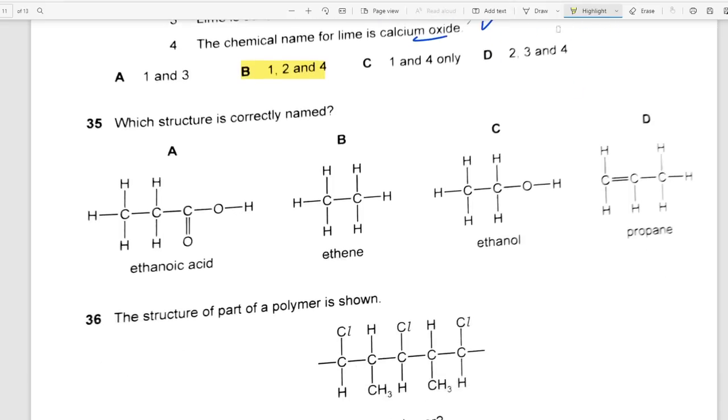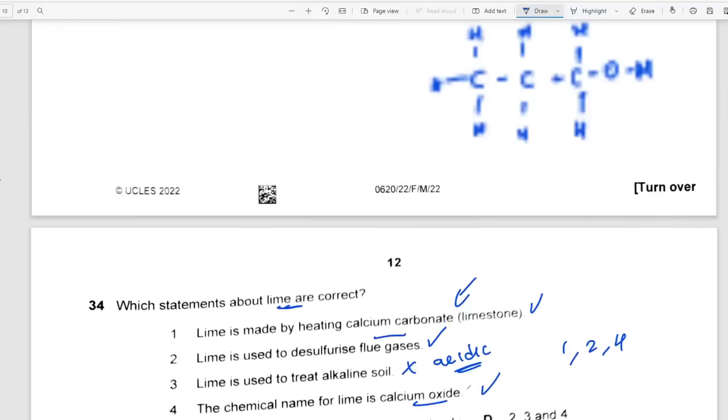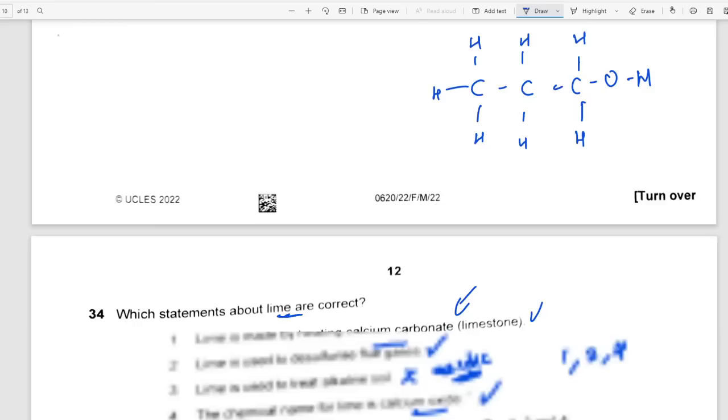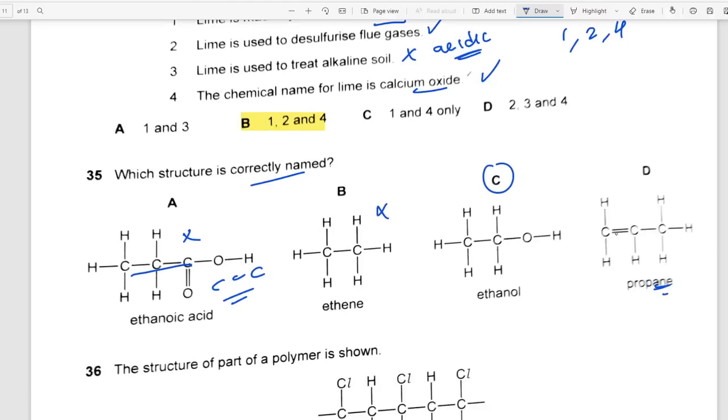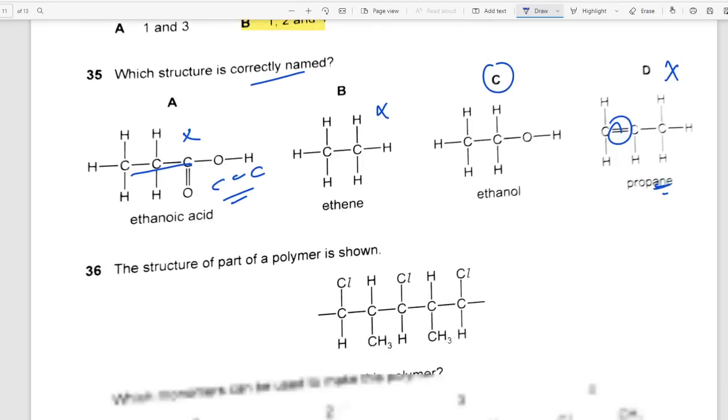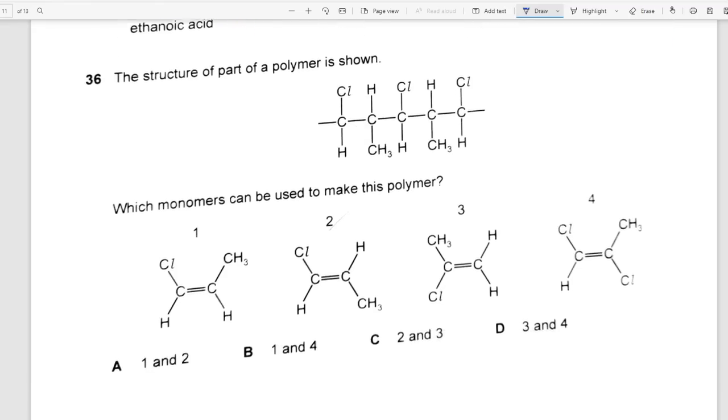Move on to the next question, number 35. It says, what structure is correctly named? Let's see, ethanoic acid. It has 3 carbons, so it's wrong. It has to have 2 carbons. We just drew it up here with 2 carbons, so that is wrong. Ethene, it has no double bond, so it's wrong. Ethanol, yeah, it's correct. Propane, it's an ane, so it can't have a double bond, so this is wrong. So the answer is C.